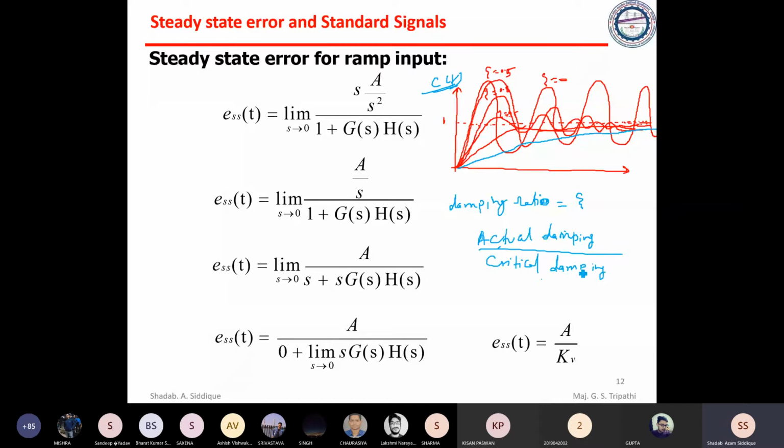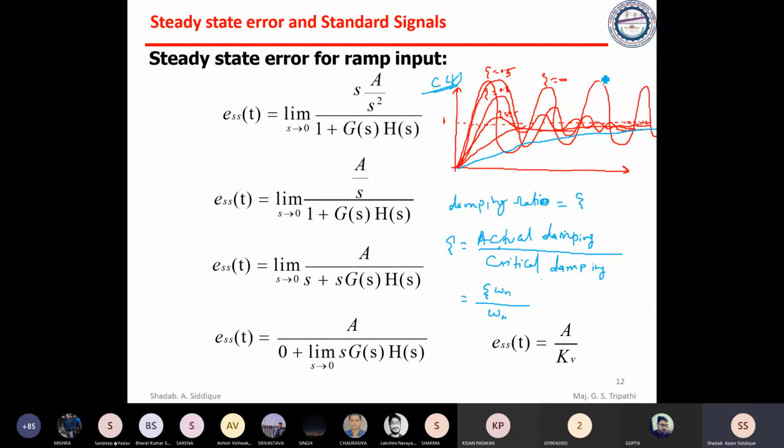So this is the zeta value. Zeta is known as the ratio of actual damping to the critical damping. So what is actual damping? Actual damping is nothing but zeta omega n, damping with the natural frequency, and critical damping is nothing but omega n.